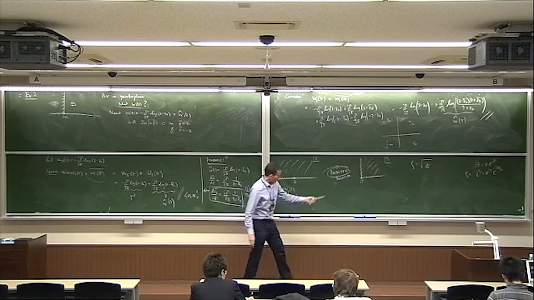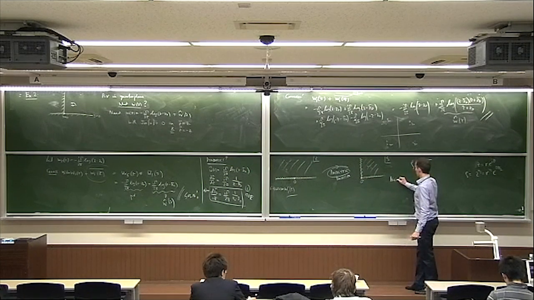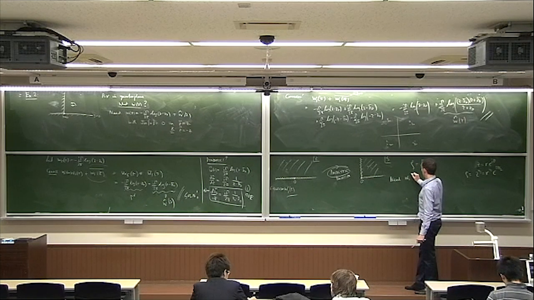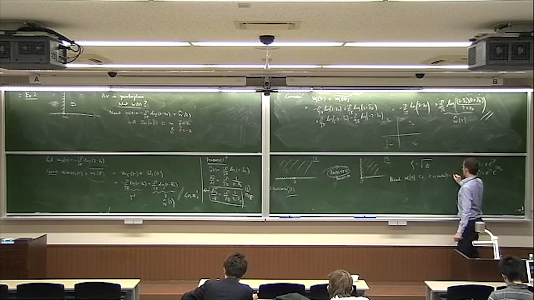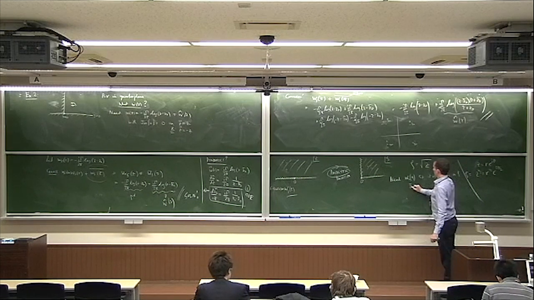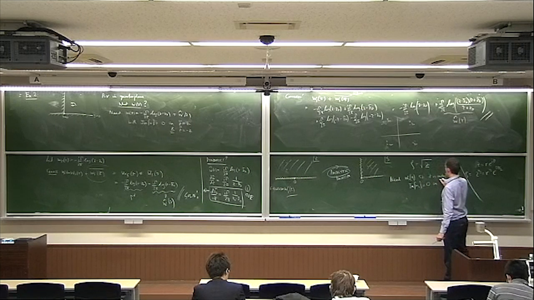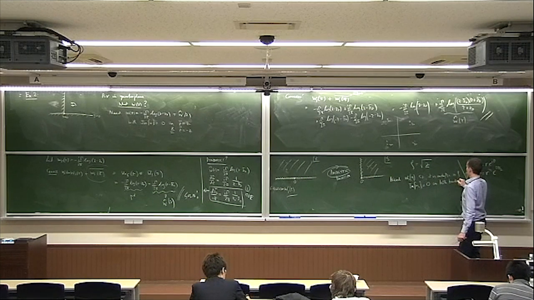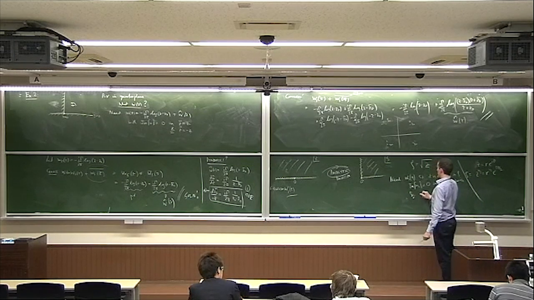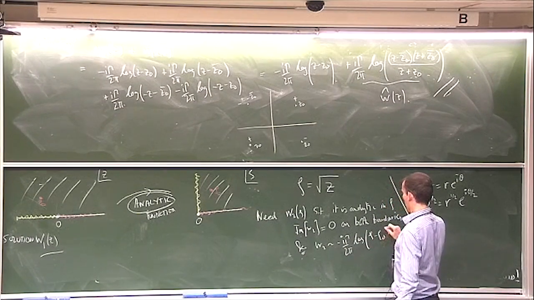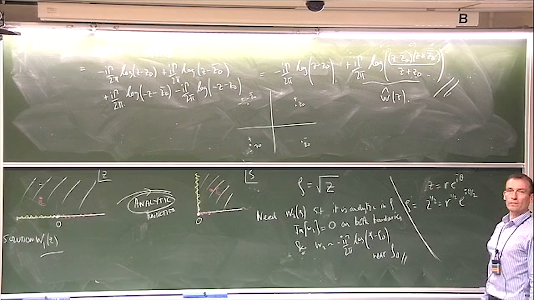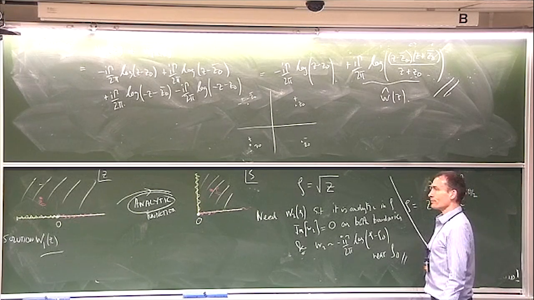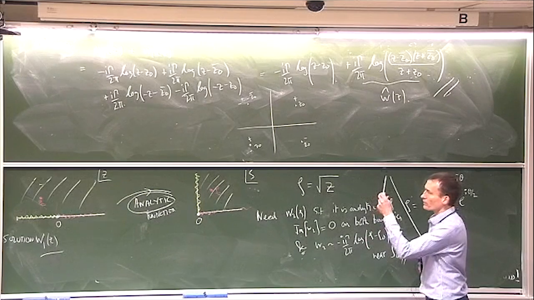Remember, look what we've got to find here. We need to find what we're calling this W2 of zeta, such that it is analytic in zeta. The imaginary part of W2 is 0 on both boundaries. And W2 looks like this. Those are the three things we need to find. Can anybody think of a way to generate it, given that we know the answer over there?